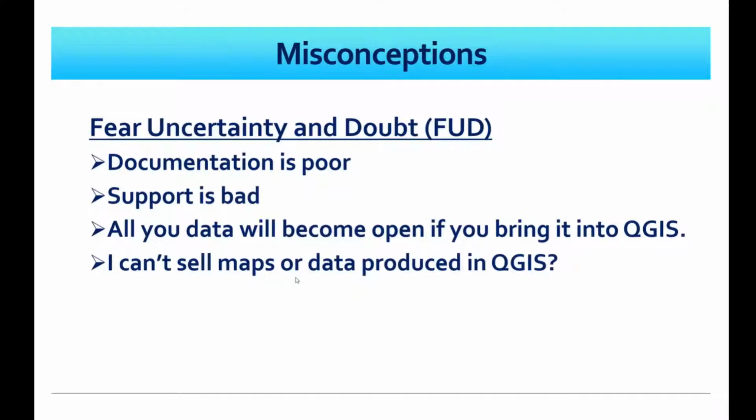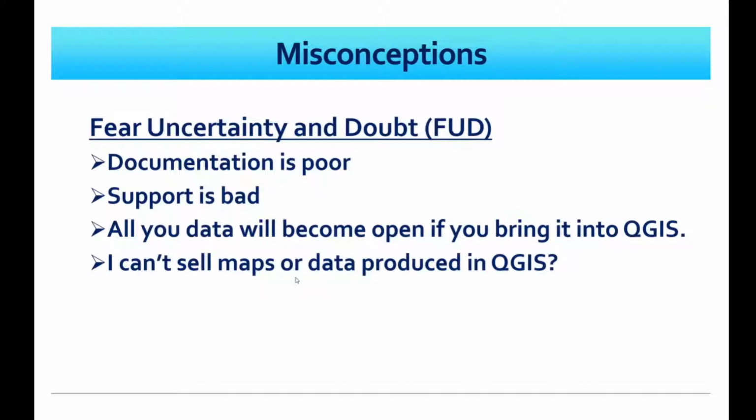So let's talk about some misconceptions. There is this thing called FUD, fear, uncertainty, and doubt. And this was propaganda spread in the 70s and 80s by corporations like Oracle and Microsoft and IBM. You see things online where the documentation is poor for an open source software, or the support is bad. For QGIS specifically, you still see things on the listservs like all your data will become open if you bring it into QGIS, or you're not allowed to sell maps or data produced in QGIS. So none of these things are true.